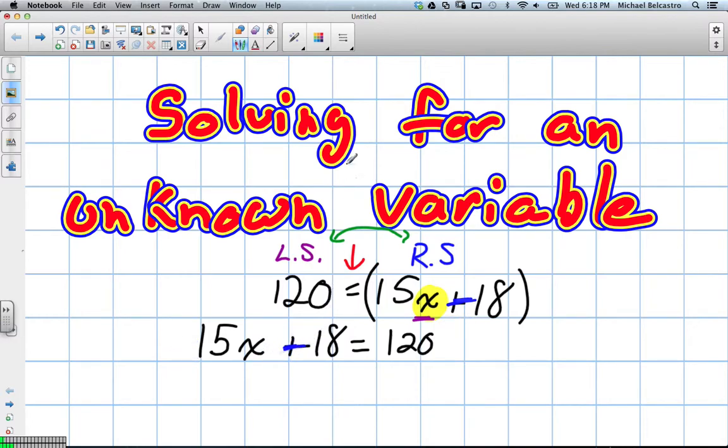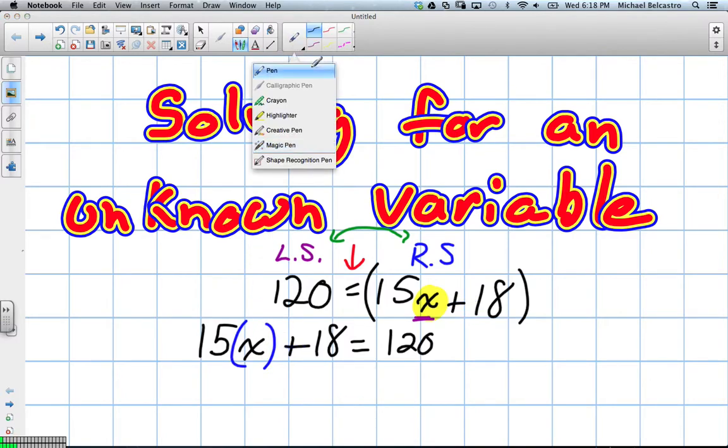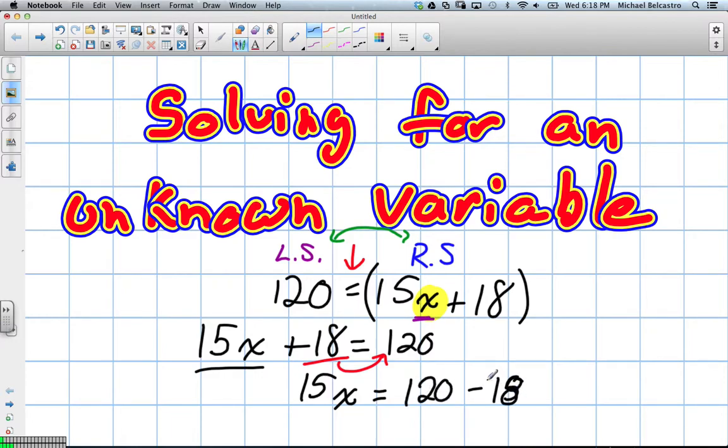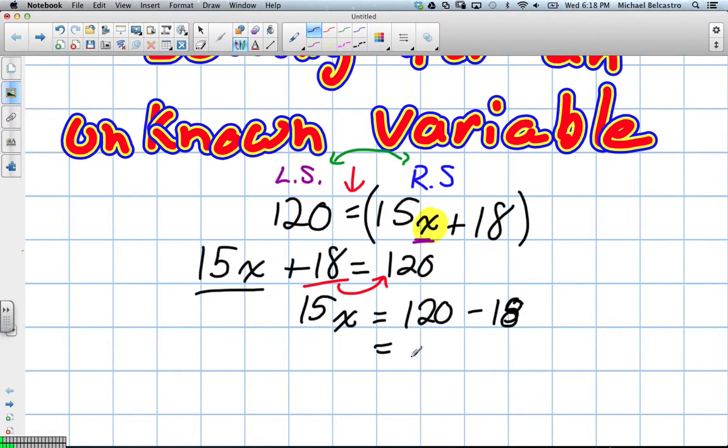Now from there, we go through the process. Because we're trying to isolate x, think of it like reverse BEDMAS. So the first thing I want to do is move 18 to the other side. And when I do that, what does it become? Negative 18. That's right. So I'm left with my 15x still on the left side of the equation equals 120 minus 18. It's 120 minus 18. Okay. So when we do that, we're going to get 102, and 15x is equal to 102.